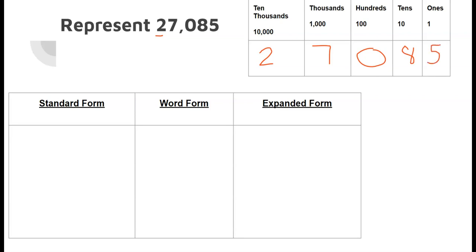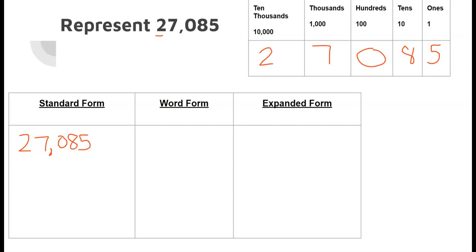So if I am going to write this in standard form, I am going to write it like I usually say it. So I'm going to put down 27,000, and to let everyone know that I'm going on to my next number family, I'm going to put a comma, so we're no longer working with thousands. And now we're going to have 85. So we have 27,085.